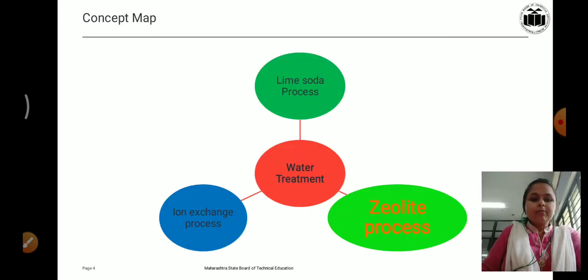This is the concept map of this unit outcome. These are the different water softening processes: lime soda process, ion exchange process and zeolite process. In this video, I am going to discuss only zeolite process.